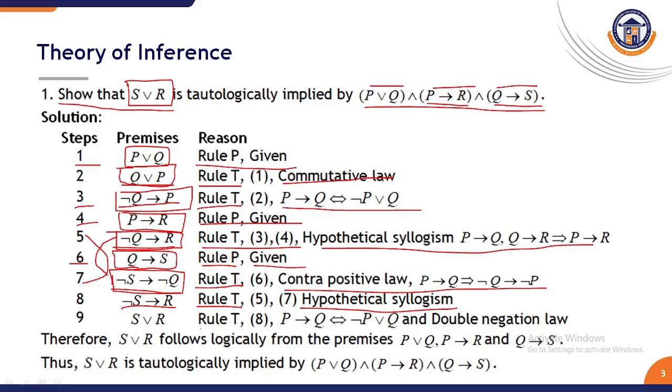Finally, follow the rule T for step 8. That means P implies Q is equivalent to negation P or Q, and double negation. Therefore, negation S implies R is equivalent to S or R, which is the required conclusion. Therefore, S or R is tautologically implied by the given compound premises.